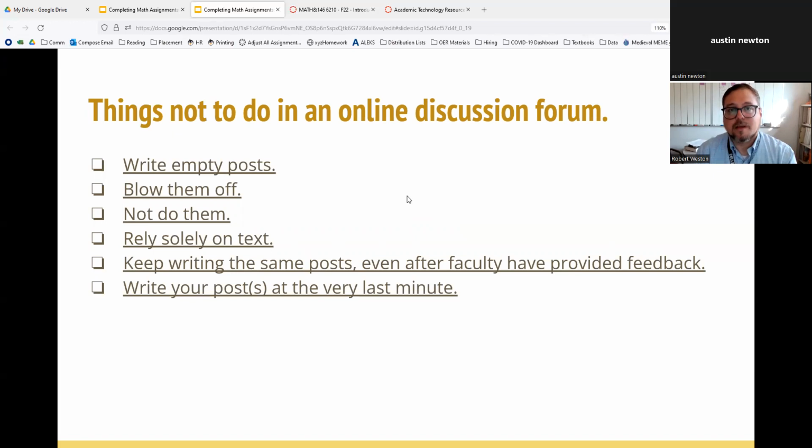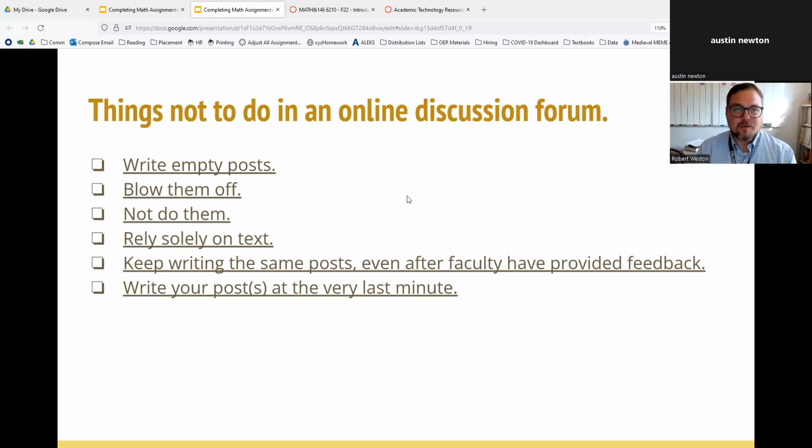Don't blow them off. They do usually become a significant portion of your grade for lots of reasons, one of which is our accreditation and the quality of our degrees. You are expected to, weekly at the very least, interact with the course. Not doing them is really bad because with discussion forums, the expectation is that you're talking to other students and building and forming this knowledge together.